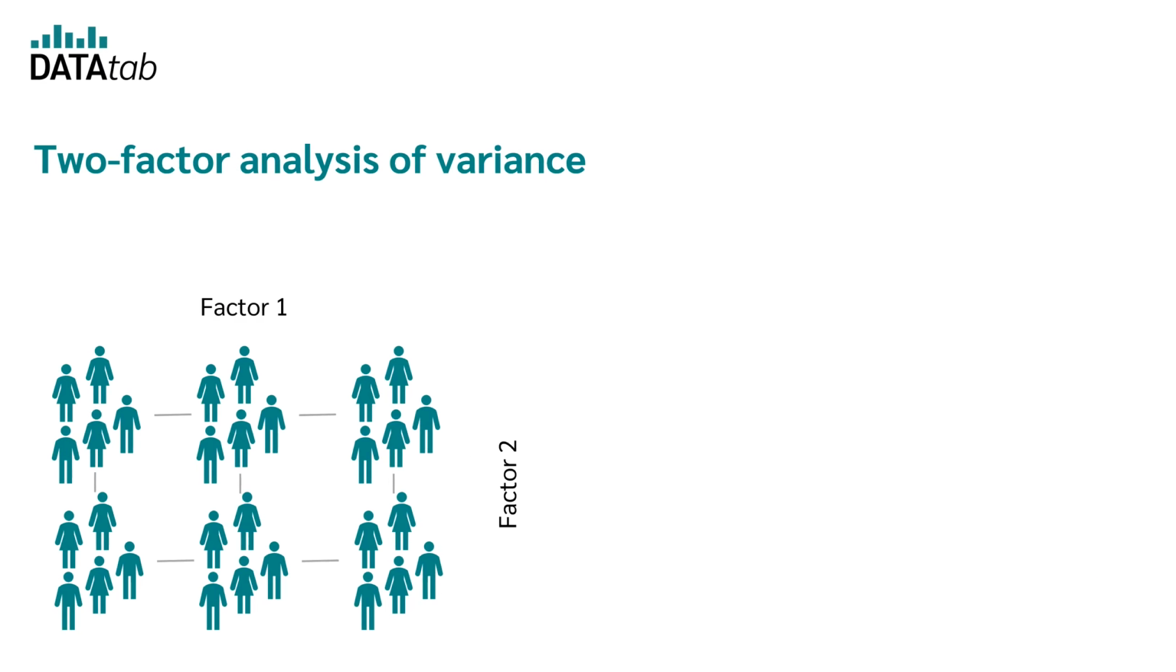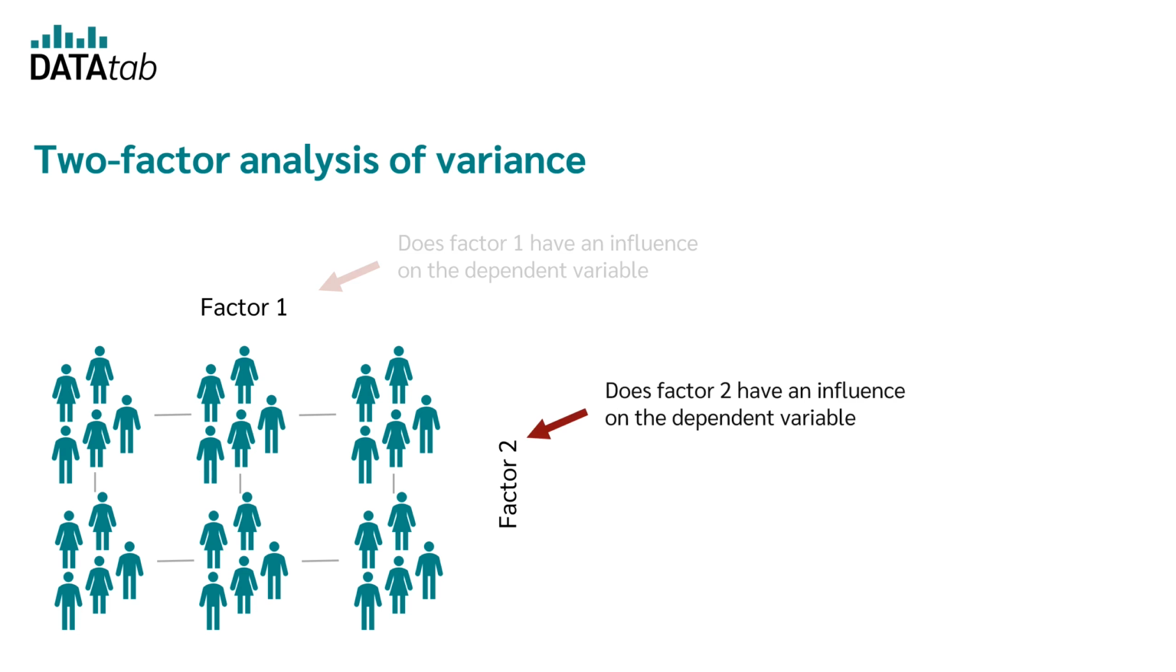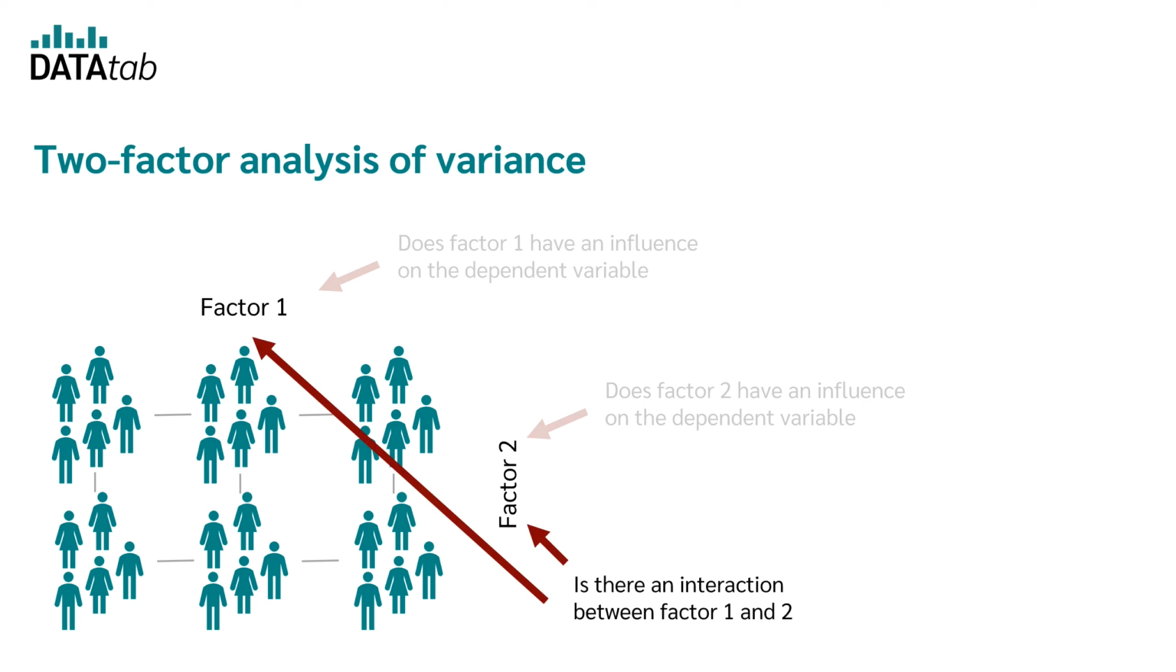With the help of the two-factor analysis of variance, you can now answer three things. Once, whether the first factor has an influence on the dependent variable. Once, whether the second factor has an influence on the dependent variable. And then you can also make a statement whether there is a so-called interaction effect between the two factors.